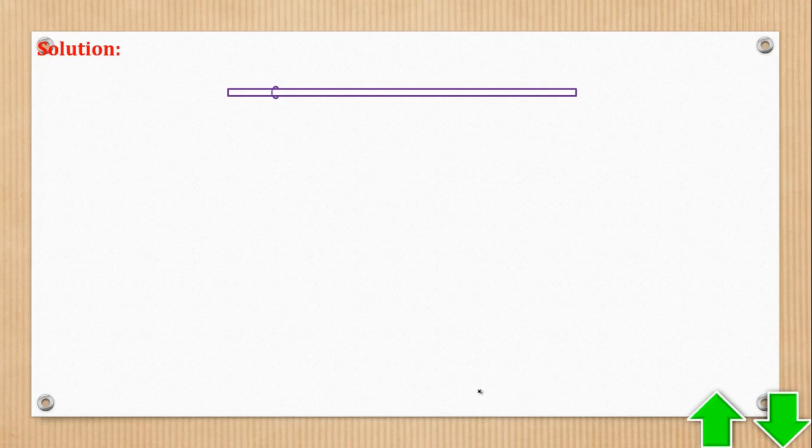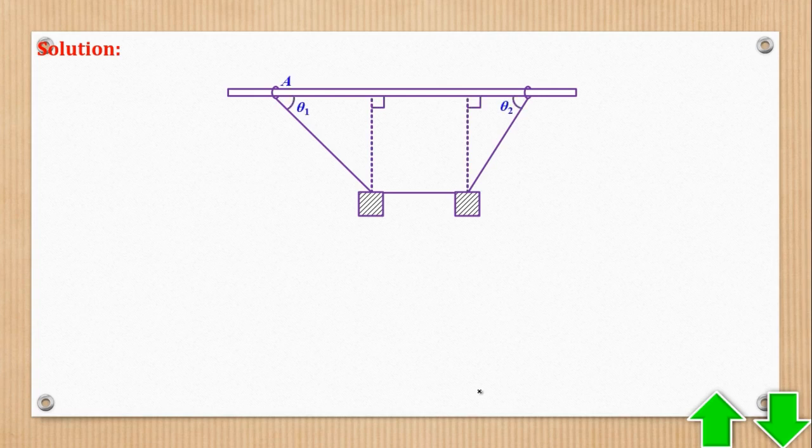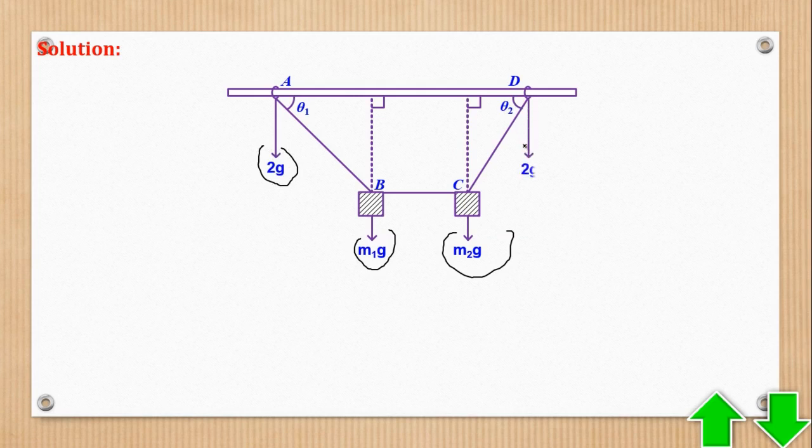So here we shall first redraw the diagram and then show the forces acting. We shall start with the weights. At B, the weight will be M1g. At C, the weight will be M2g. Then at A, the weight will be 2g, and at D, the weight will be 2g.